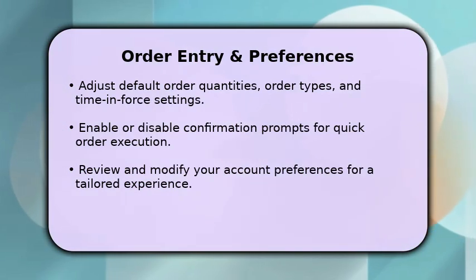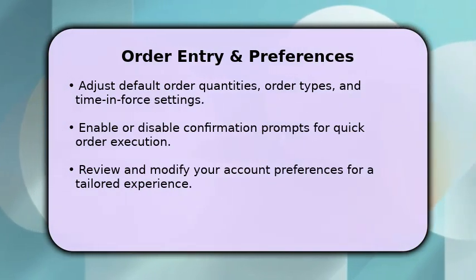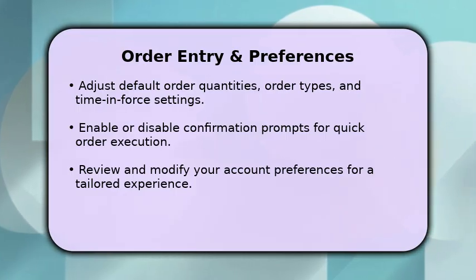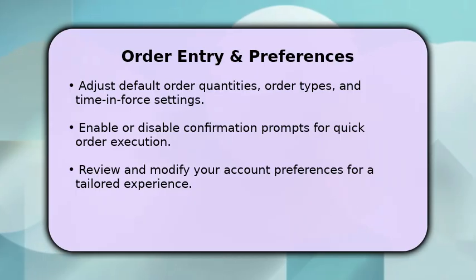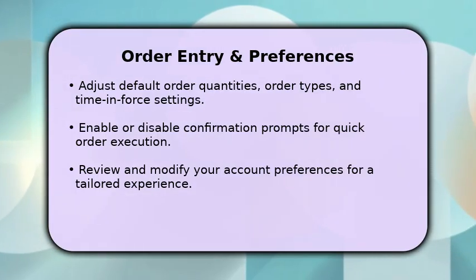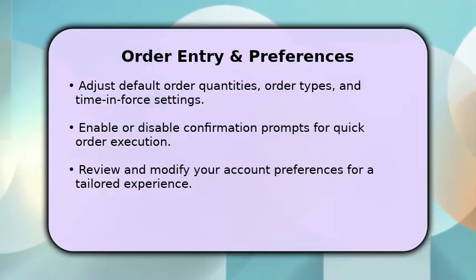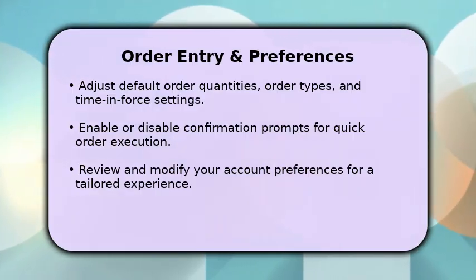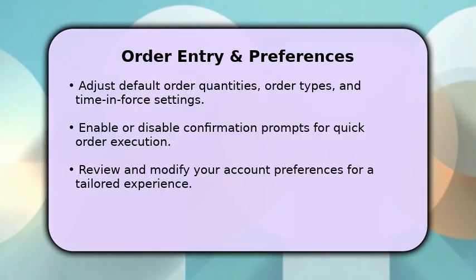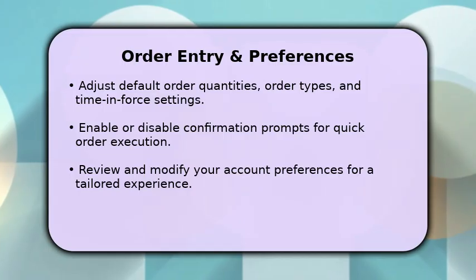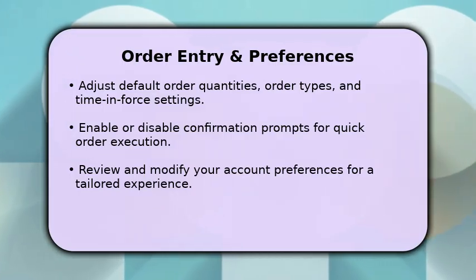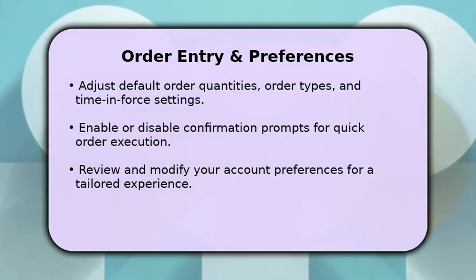Finally, let's configure your order entry and general platform preferences. You can adjust default order quantities, select preferred order types like market or limit orders, and set time in force options. Consider enabling or disabling confirmation prompts for order execution, depending on your trading style. Take a moment to review and modify other account preferences, ensuring the platform operates exactly as you need it to for an optimized and efficient trading experience.